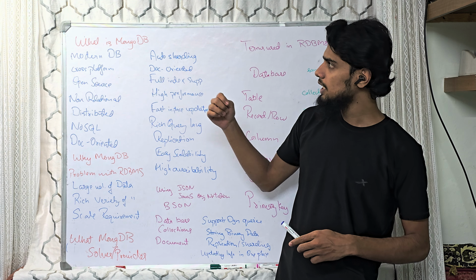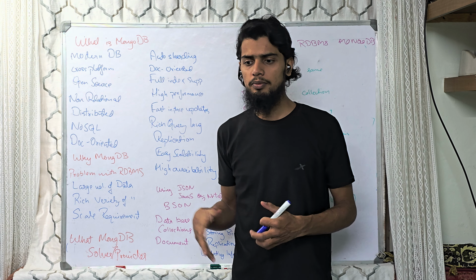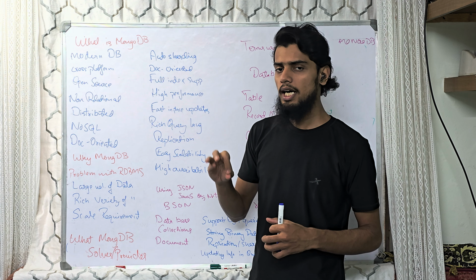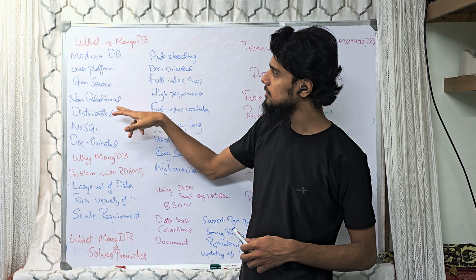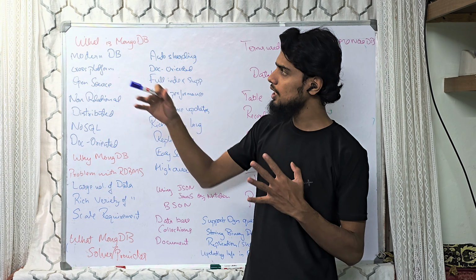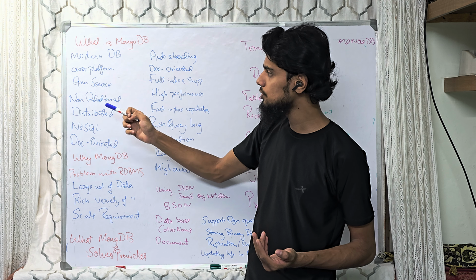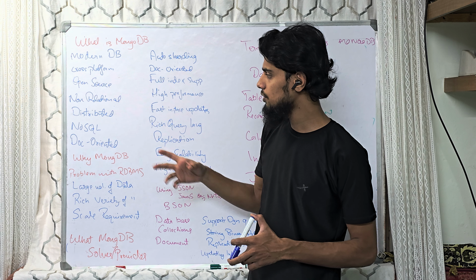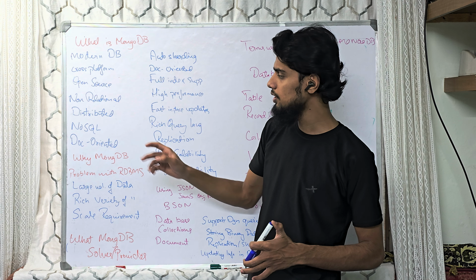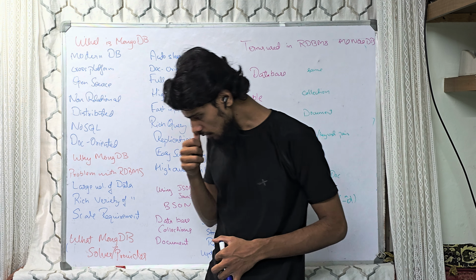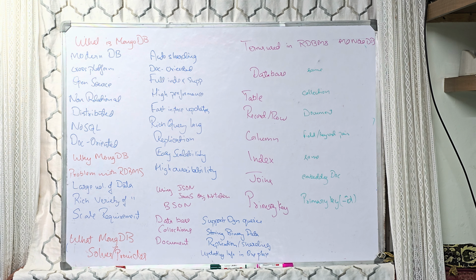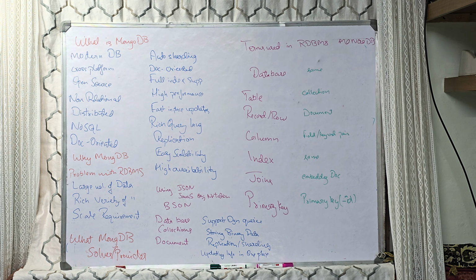Okay, I will start with MongoDB. What is MongoDB? A modern database which has six core features. So directly you just have to start saying it is a modern database with six core features: cross-platform, open source, non-relational, distributed, NoSQL, and document-oriented. You have to explain these points in the beginning itself, saying MongoDB is this.